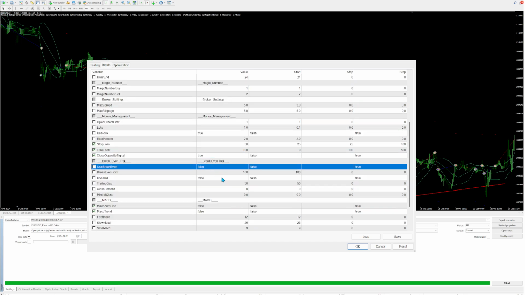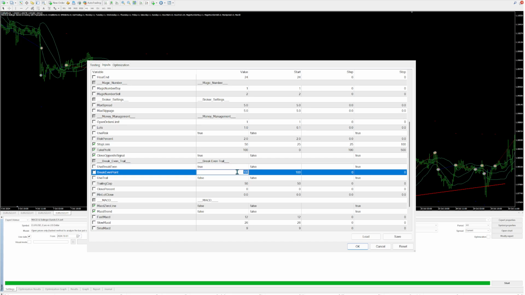Break even and trailing stop. As I mentioned, you can set a break even to true. When this value in pips is reached, let's just say 50 pips, the EA will move the stop loss to the break even point. This is handy so we don't let winning trades turn into losing ones. Nothing's more frustrating than seeing a favorable position turn against you for a loss.